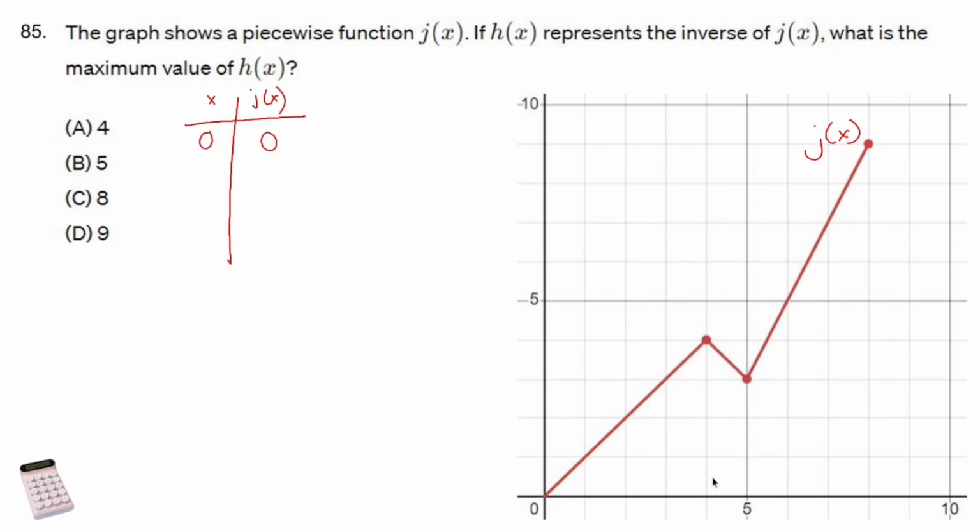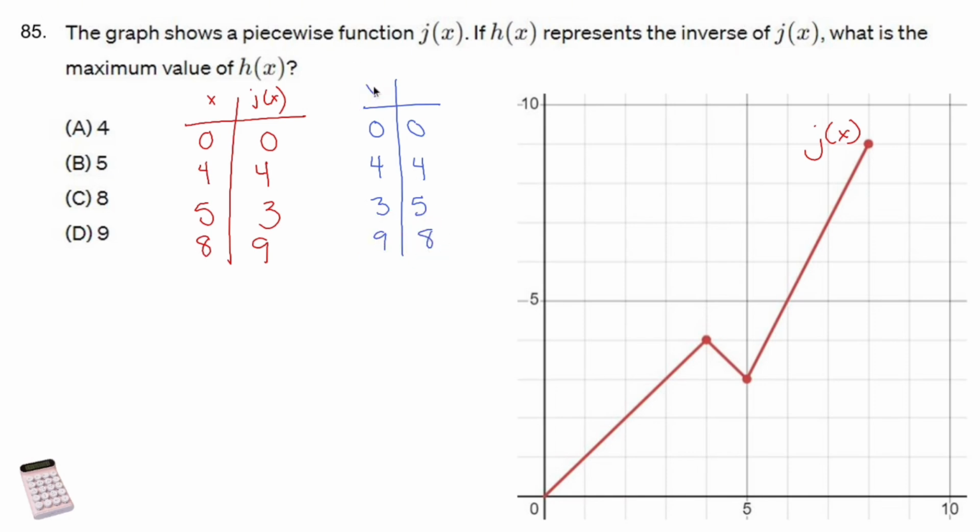That's an obvious point. I have 4, 4. That's an obvious point. I have 5, 3. That's an obvious point. And I have 8, 9. That's an obvious point. Now, the first step in finding an inverse is swap the y and the x values. So 0, 0 swapped becomes 0, 0. Good job. 4, 4 swapped becomes 4, 4. Good job. 5, 3 swapped, finally a change, is 3, 5. Good job. And then 8, 9 swapped is 9, 8.